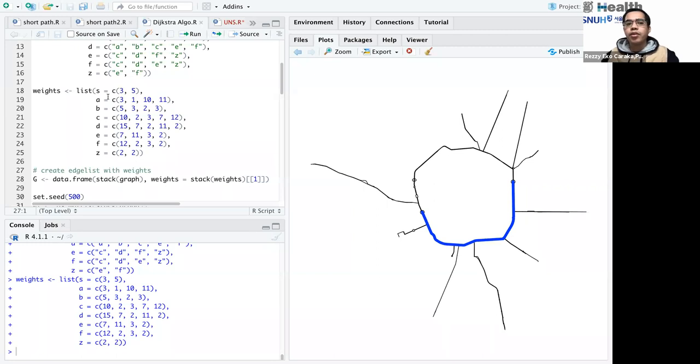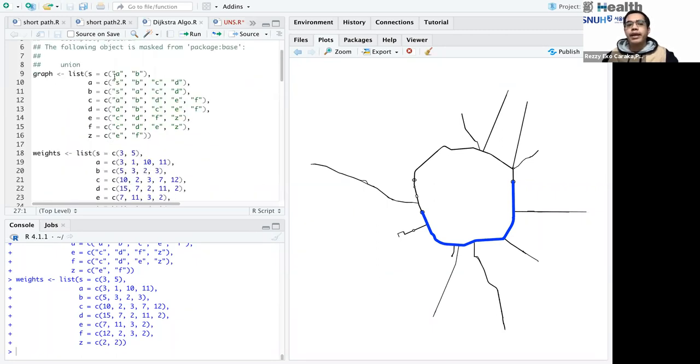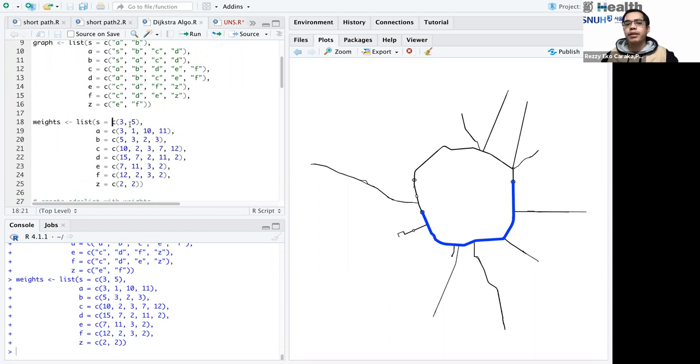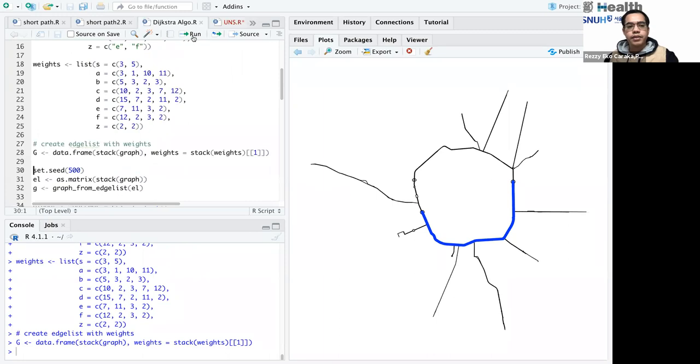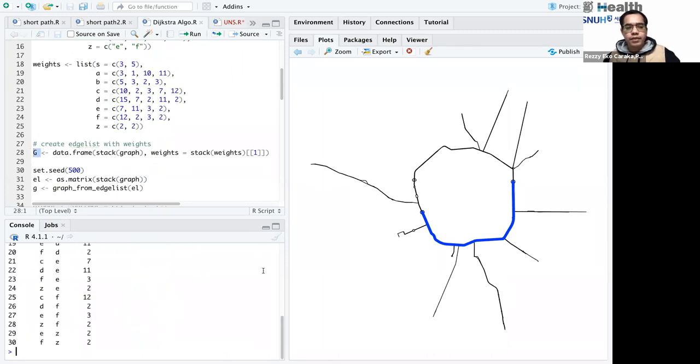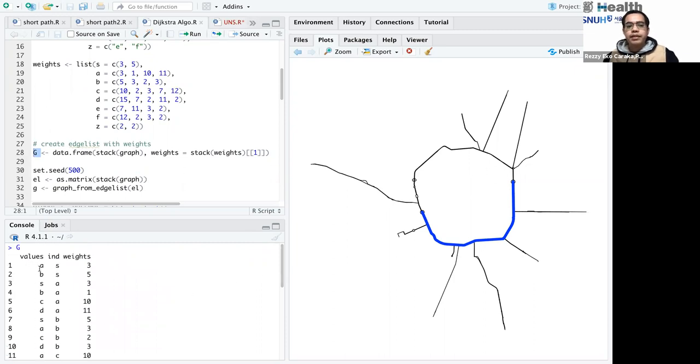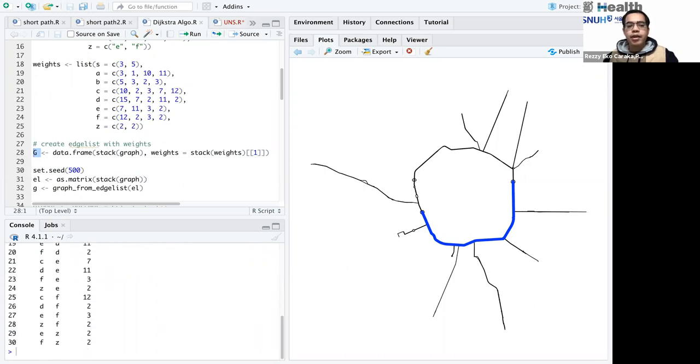This is the weighted information. For example, S to A is 3, S to B is 5, and A to S is 3. This is only an example. I run it first, and I already have this data. So for example, starting from A to S, the value should be 3. B to S, the value should be 5. Until the end, F to Z, the value should be 2.